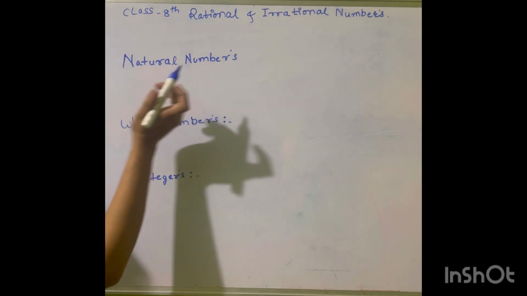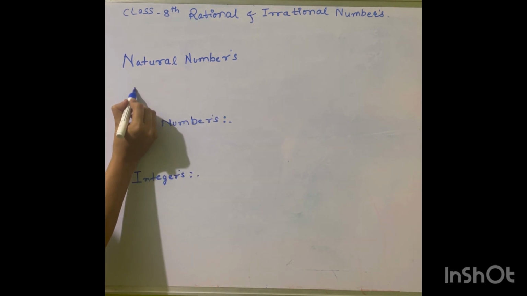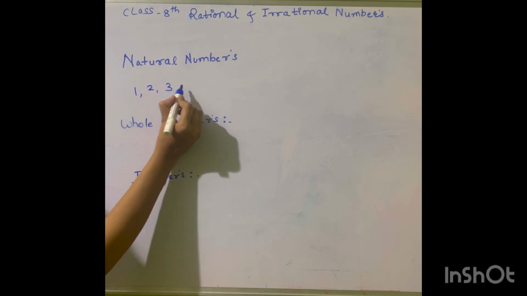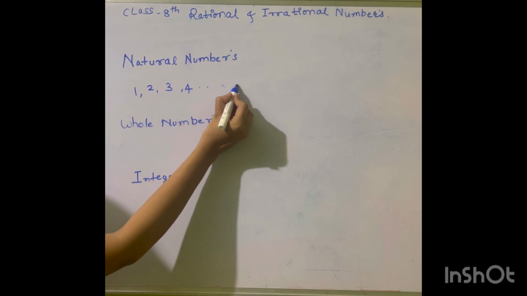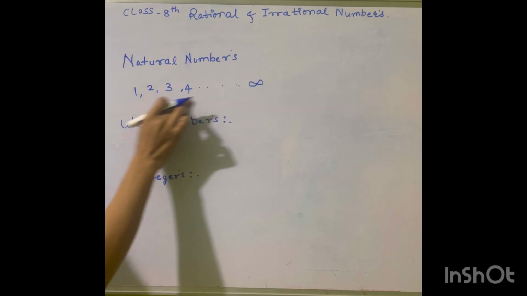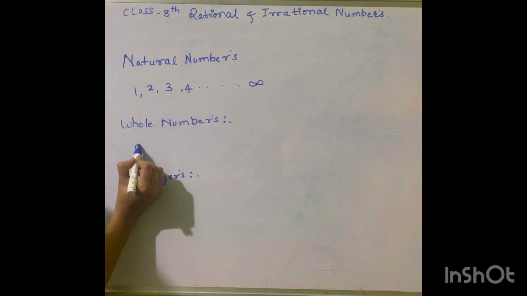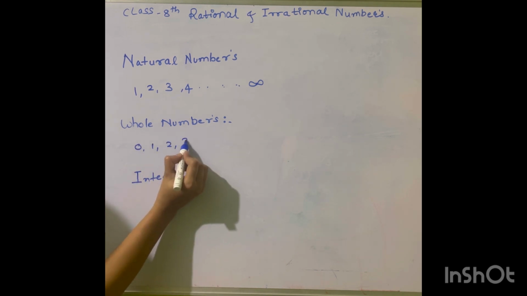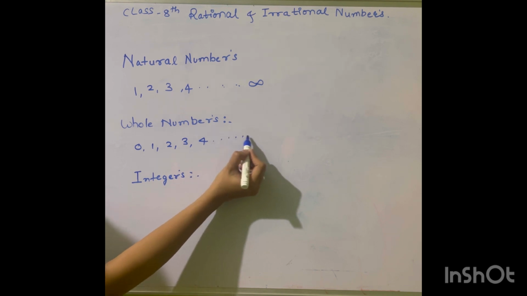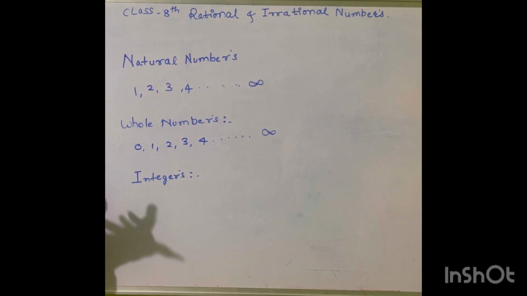What are natural numbers? Numbers starting from 1, 2, 3, 4 and so on till infinity are called natural numbers. What are whole numbers? Numbers starting from 0, 1, 2, 3, 4 and so on to infinity are called whole numbers. The difference between natural numbers and whole numbers is just that whole numbers include 0 and natural numbers don't include 0.